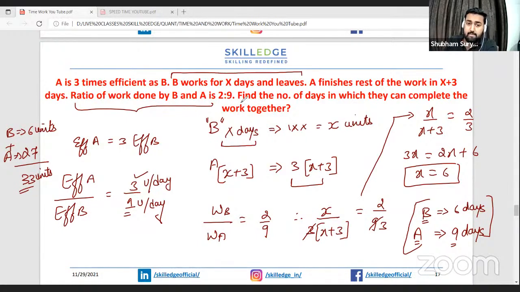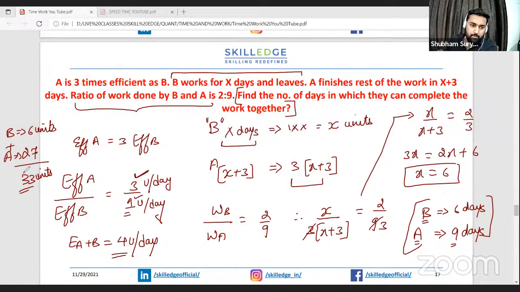Now the question is asking us, find the number of days in which they can complete the work together. Okay. Now, A does 3 units of work per day, B does 1 unit of work per day. So together, efficiency of A plus B is going to be equal to 3 plus 1, which is 4 units of work per day. So together, they can do a total of 4 units of work per day, guys.